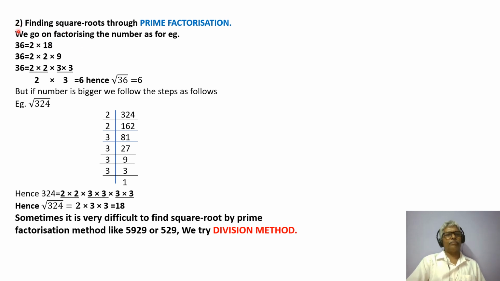Another method, the second method, is finding the square root through prime factorization. What does this mean? Let us see an example and we will come to know. Now let's just see.